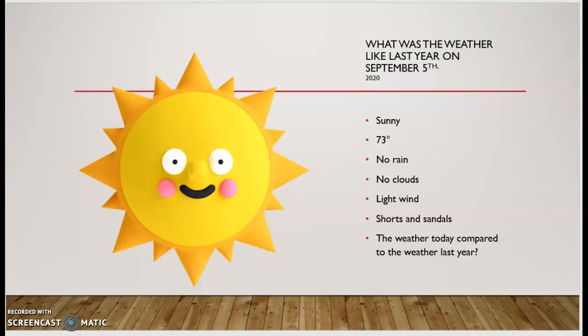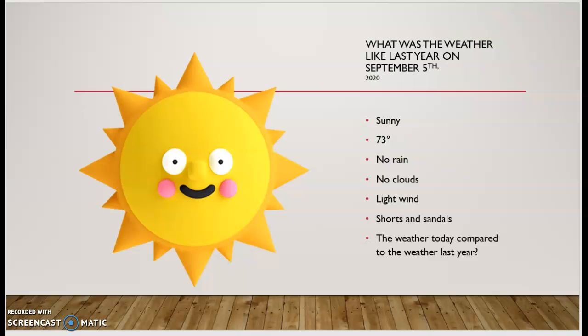All right. So once we get that recorded in our chart, we will move on to what the weather was like last year on September 5th, 2020. When I looked it up today, the weather was sunny and it was 73 degrees. So do you think there's a big difference between 73 degrees and 55 degrees? Yep, there's a pretty big difference. Today, I am in a sweatshirt and a vest because it's kind of chilly out. And I bet last year at this time, I was probably maybe in a t-shirt and sandals.